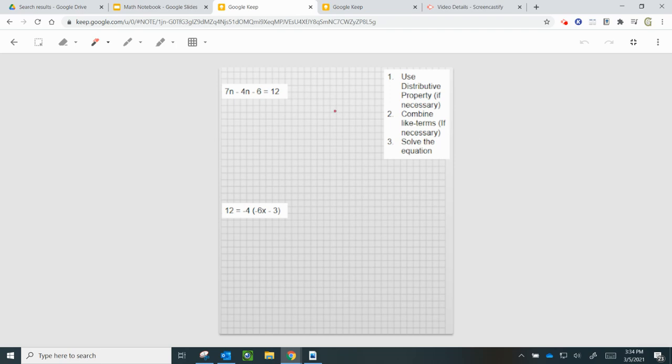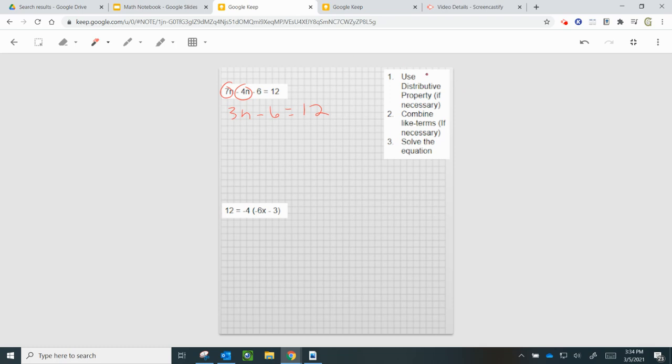So in the first problem, we have 7n minus 4n minus 6 equals 12. I notice that there's a 7n and a minus 4n, so those could go together. So 7n and minus 4n would be 3n. And then I still have minus 6 equals 12.